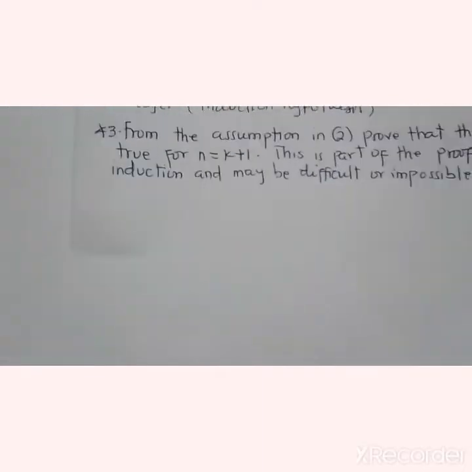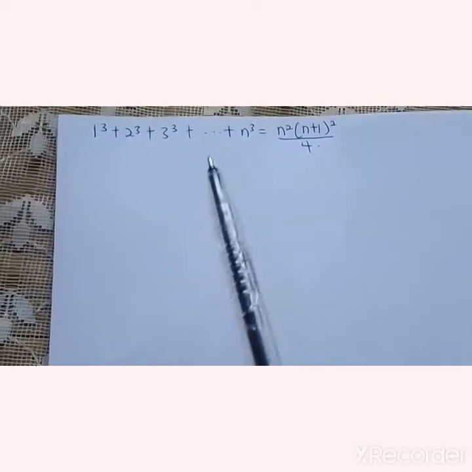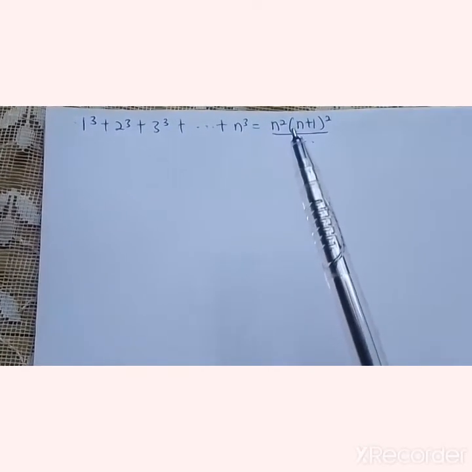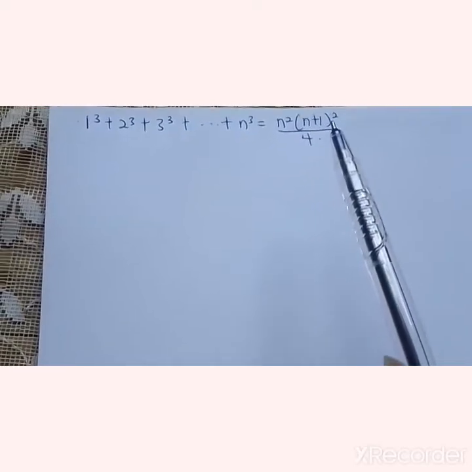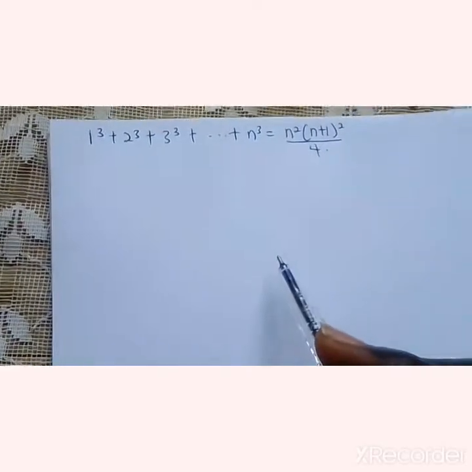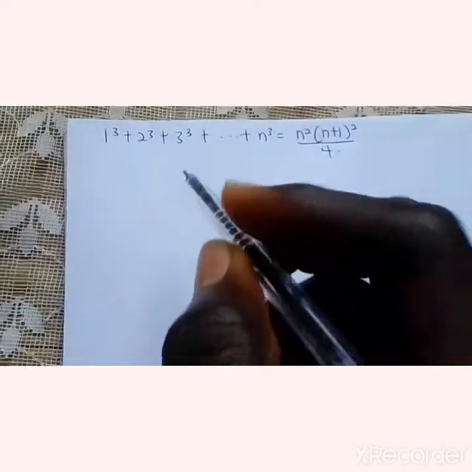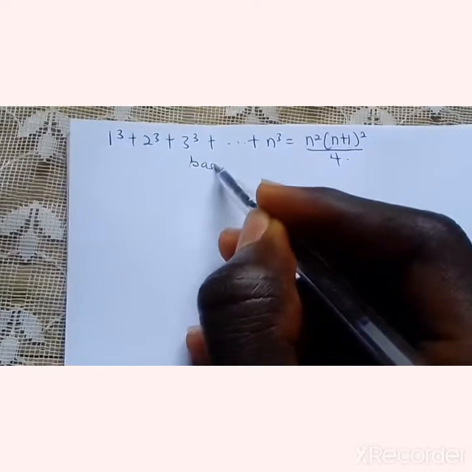So in our first example, we have a problem here. It says 1 cube plus 2 cube plus 3 cube plus up to n cube is equal to n squared multiplied by n plus 1 all squared all over 4. So this is our first example in this tutorial. First of all, I said you have to test for when n equals 1. That's the base case.